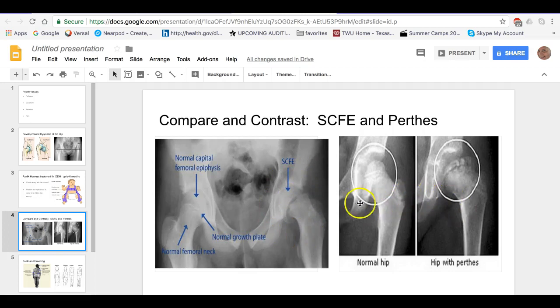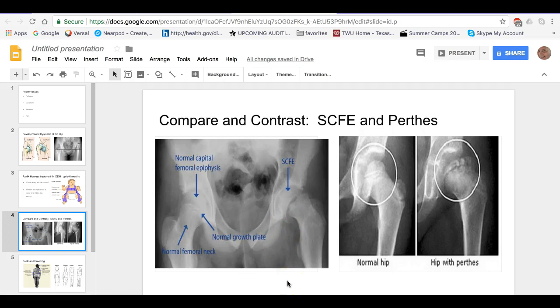This over here is Perthes, and this is what a normal hip looks like, and this is what Perthes looks like. So you can see it's just kind of flattened out here. Basically, this happens because you don't have vascularization to the femoral head. And this one you can see what's happening here.